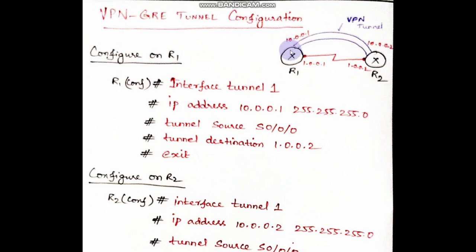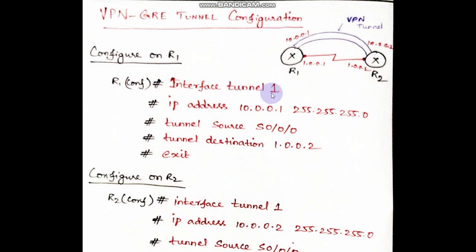Before that, you have to give the IP addresses as given in this figure. Now we'll see how to configure one side of the tunnel, which is on R1. You should be in global configuration mode, and the word interface is all in small letters. Interface, I am going to create tunnel 1.